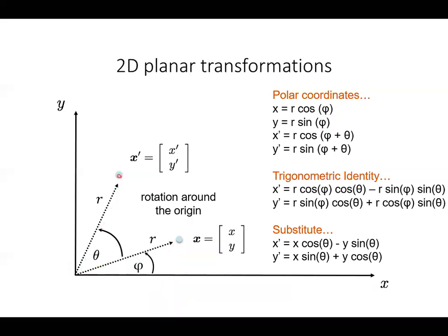Let's calculate the x dash. X dash is r cosine of this plus this, correct? Because this is the whole angle theta. So it is r cosine of theta plus phi, or phi plus theta. How about this? The same thing. Y dash is r sine of this plus that.